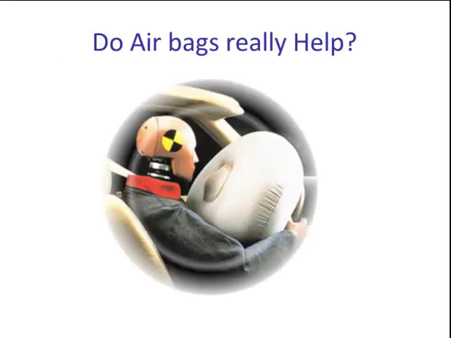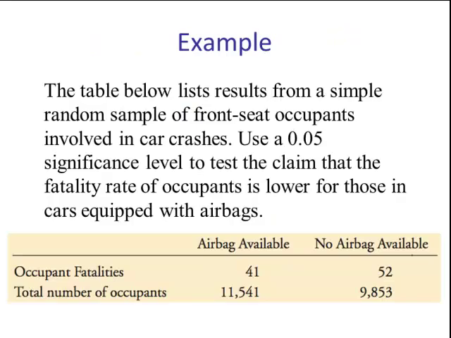Let's do an example. Do airbags really help? The table below lists results from a simple random sample of front seat occupants involved in car crashes. Use a 0.05 significance level to test the claim that the fatality rate of occupants is lower for those in cars equipped with airbags. So we have our alpha level.